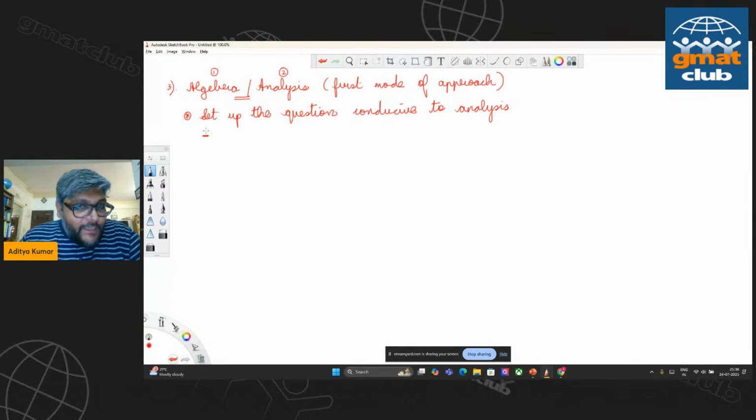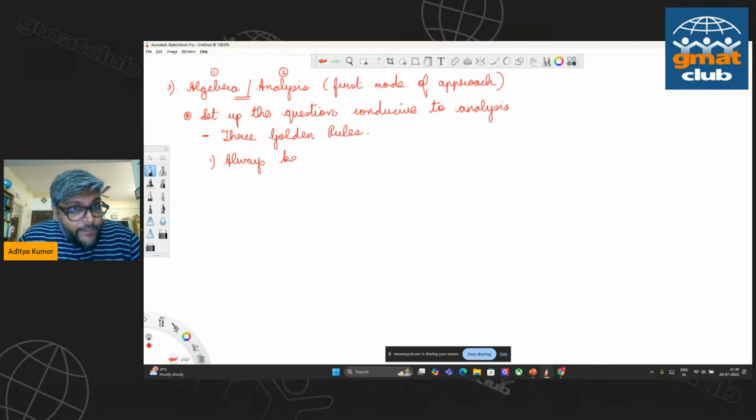So what do you do to set up the question such that it is conducive to analysis? One, you have to ensure that you follow what I call 3 golden rules. These 3 golden rules will help you set up an inequality question perfectly for you to do an analysis based on sign and based on magnitude. The first of the 3 golden rules.